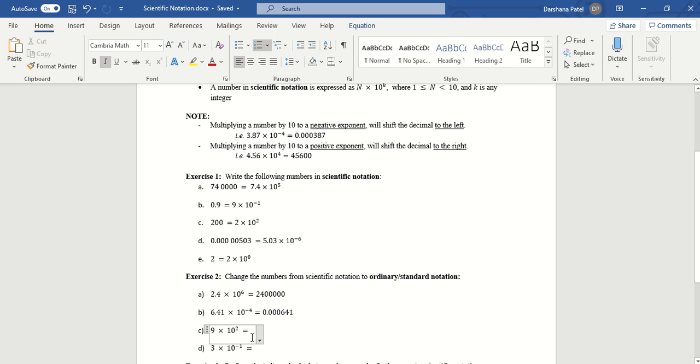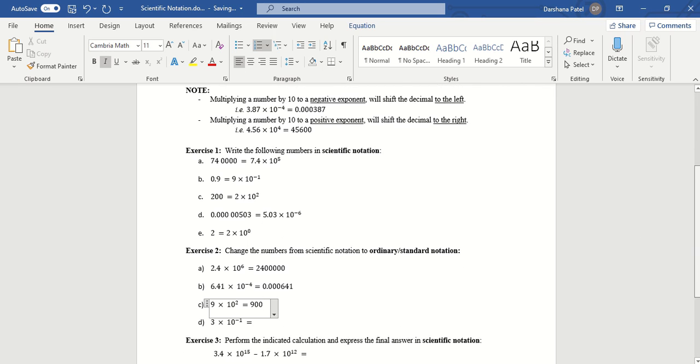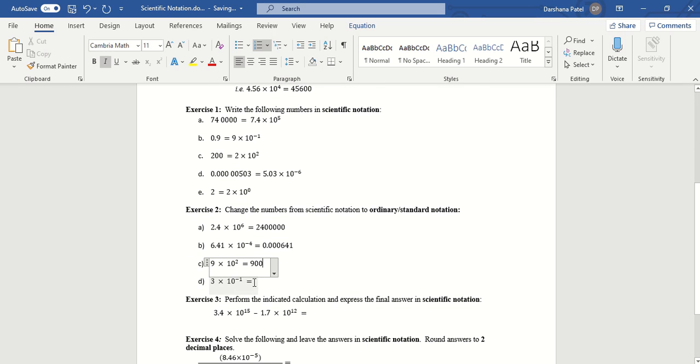Similarly, 9 times 10 squared. 10 squared means move your decimal 2 places to the right. There is no decimal, so it's assumed after the 9. So 900 will be your answer. And for D then, 3 times 10 to the negative 1, moving the decimal to the left, will give us 0.3.